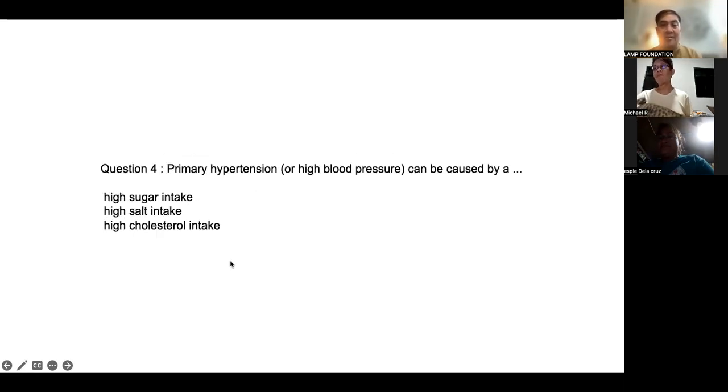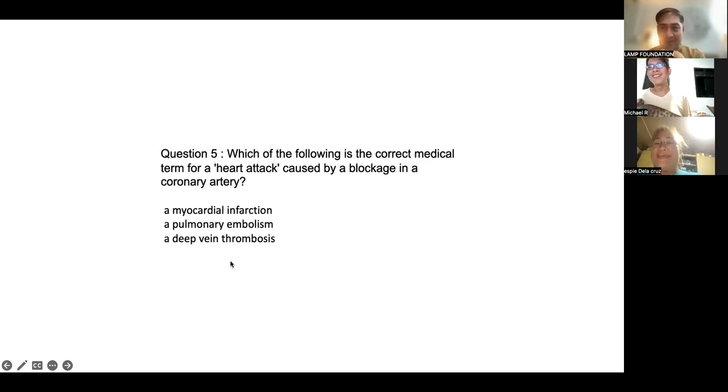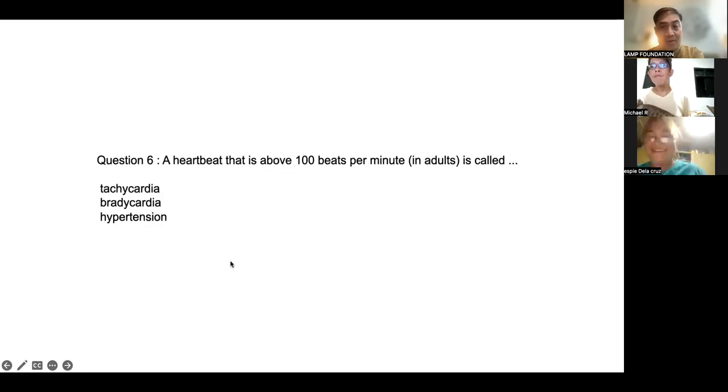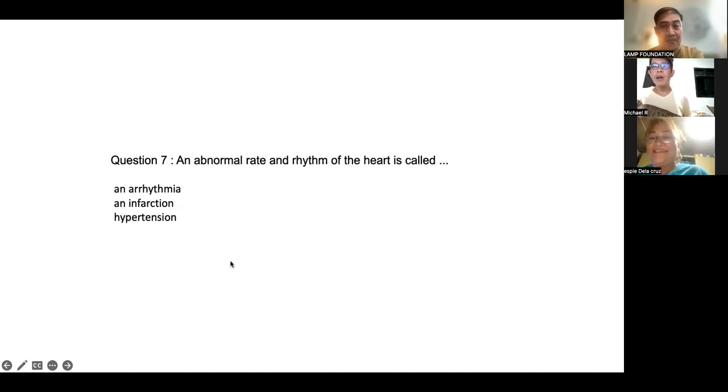Okay? Yes. Primary hypertension or high blood pressure can be caused by? High sugar intake? No. Hindi high sugar intake. Ano ba sinasabi ng doktor mo pag medyo tumataas? High salt intake. Sorry. Okay. Which of the following is the correct medical term for a heart attack caused by a blockage in a coronary artery? Myocardial infarction. A heartbeat that is above 100 beats per minute in adults is called? Tachycardia. An abnormal rate and rhythm of the heart is called?